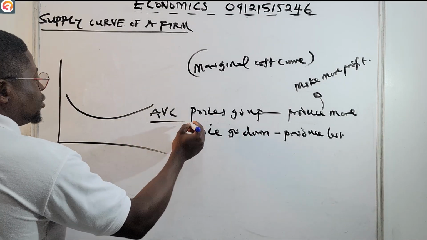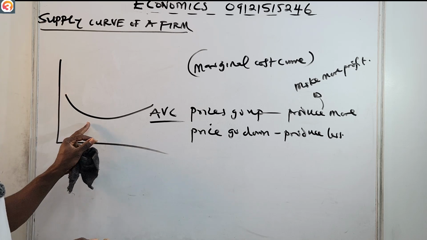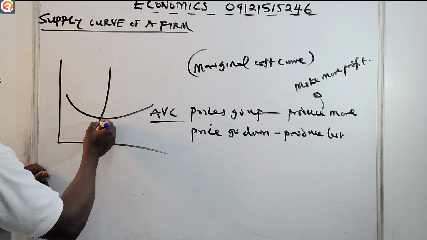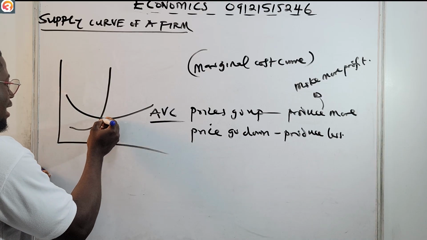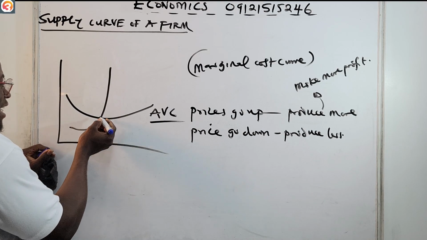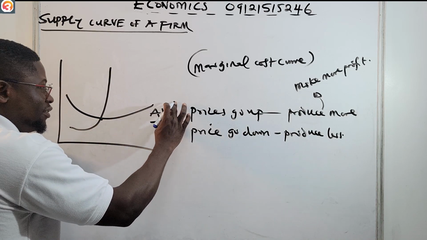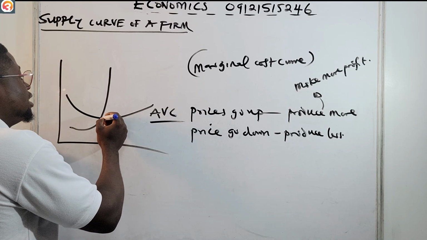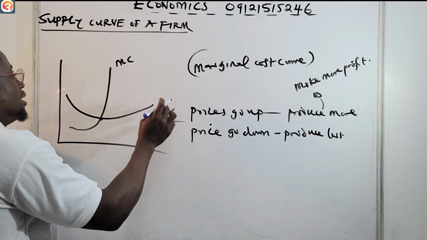So the average variable cost curve. Now the supply curve: we know that our marginal cost curve comes like this. It intersects at this point, the minimum point of the average variable cost. So now, what happens? This is the MC curve, and this is our AVC curve.